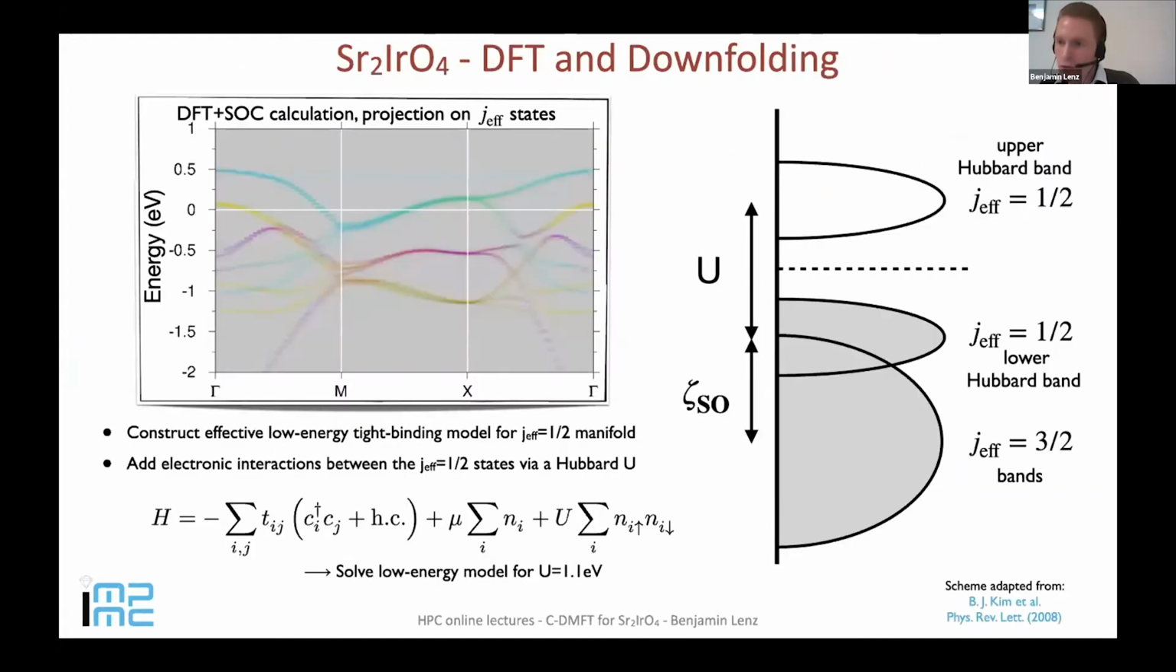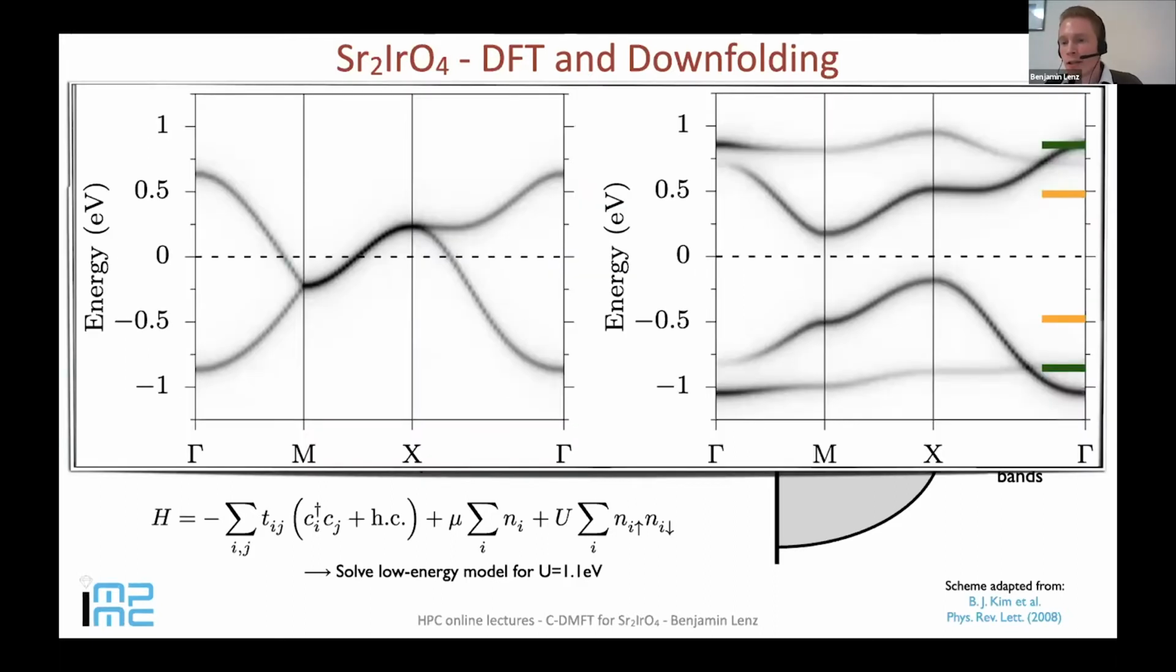So let's return to strontium iridate. Remember, we have motivated a one-orbital model that describes the low energy physics. And once you apply to this model a Coulomb U-term, a Hubbard U-term, and solve it with cluster DMFT, indeed, you can split this J-effective 1/2 band. You obtain an upper and a lower Hubbard manifold, and they are separated by a gap. So indeed, you can explain the insulating behavior of strontium iridate.